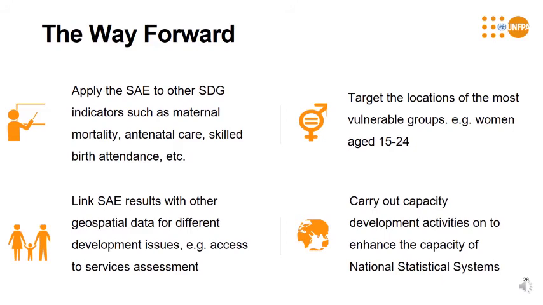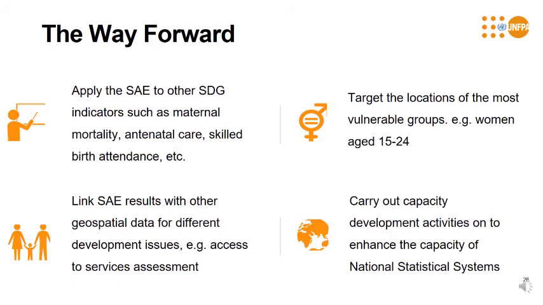Looking to the future, there are areas around small area estimation that UNFPA is taking forward. First, apply small area estimation to other SDG indicators, especially sexual and reproductive health related indicators. Second, target the location of the most vulnerable groups, for example, women aged 15 to 24. Third, link the results with other geospatial data for different development issues.